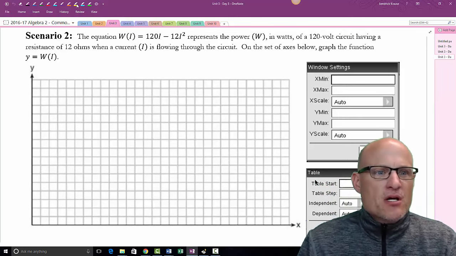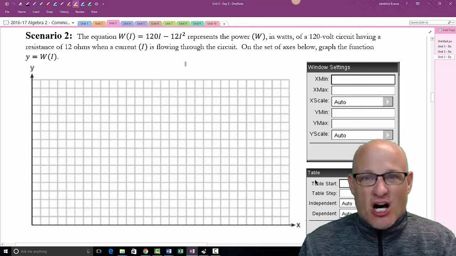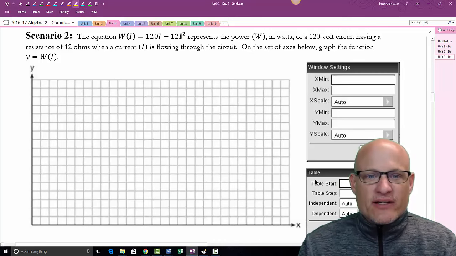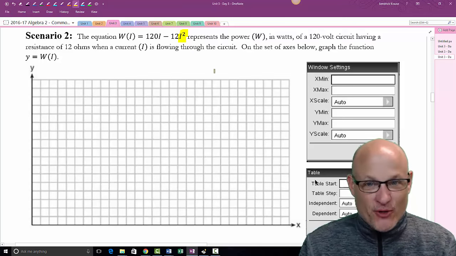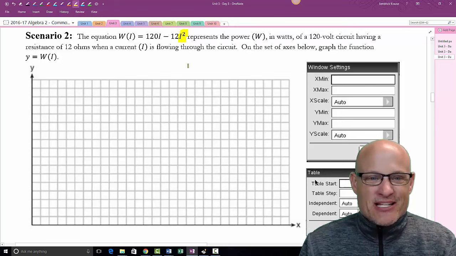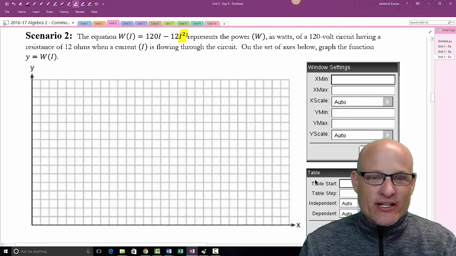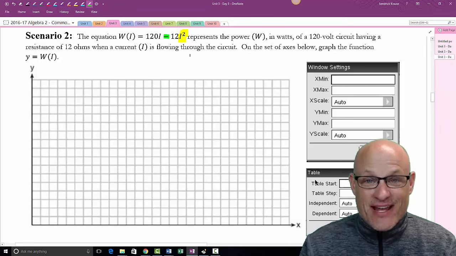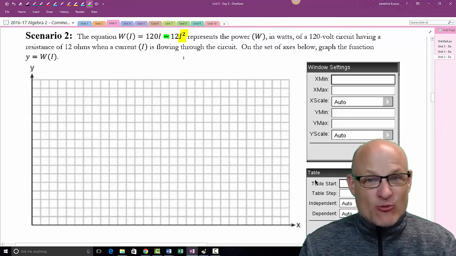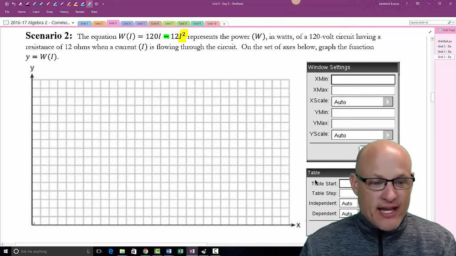All right, here we go. So again, the characteristic of a parabolic curve is that the highest degree is a squared. It doesn't matter if it doesn't come first. So this person decided to do 120i minus 12i squared. It's still the highest degree is 2, and actually the leading coefficient is negative, right? Because this is not written in standard form. So once again, this is going to be a parabolic curve that does this.